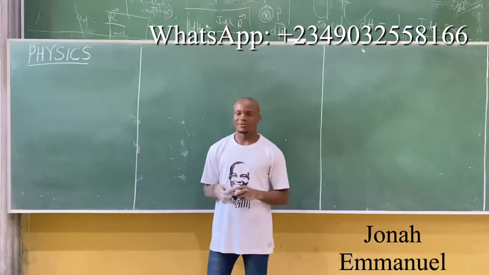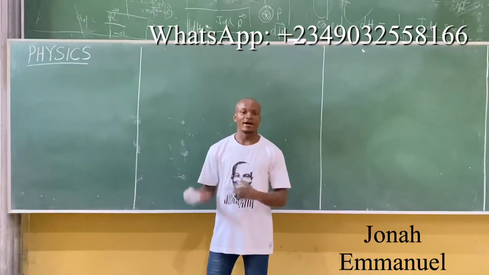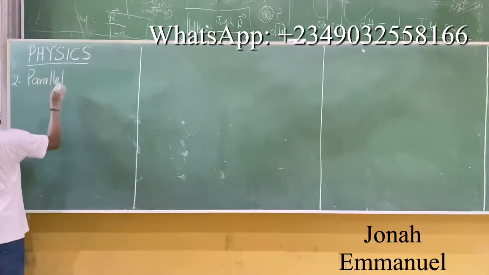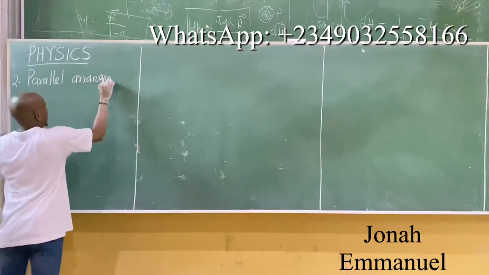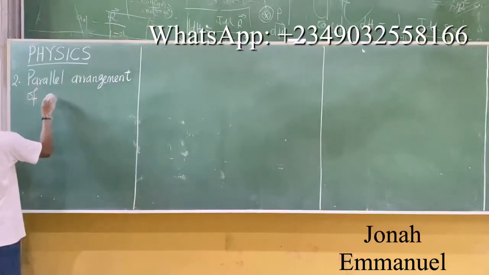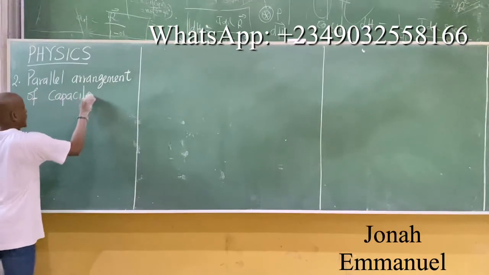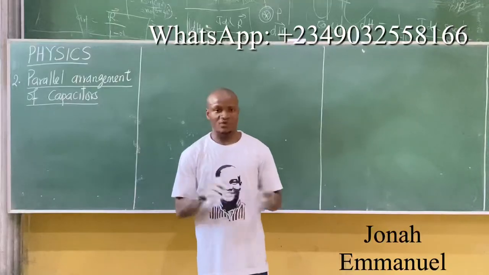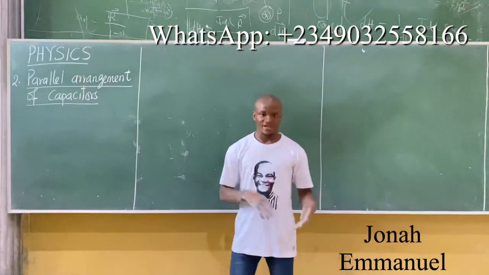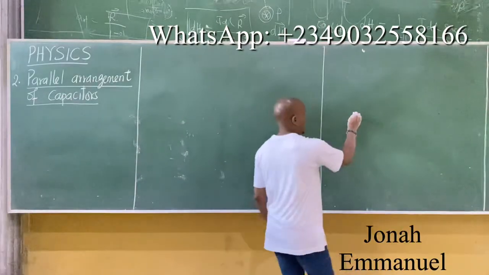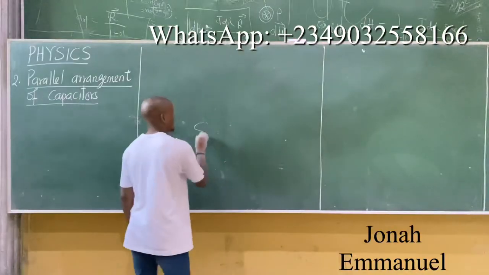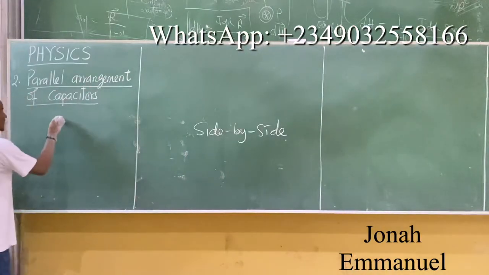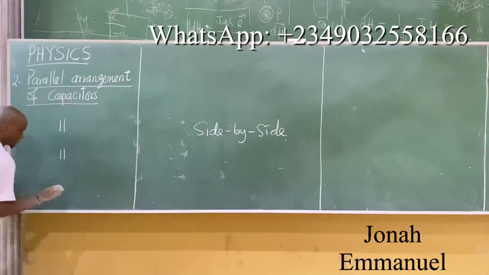Alright, so let's look at the second type of arrangement of capacitors, known as the parallel arrangement of capacitors. For series, it is the end-to-end arrangement of capacitors. For parallel, it is the side-by-side arrangement of capacitors, as shown below. So here's what a parallel connection looks like.